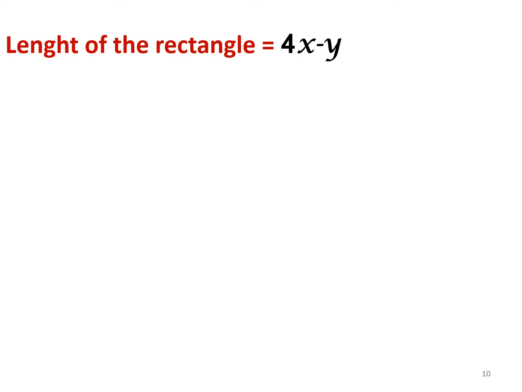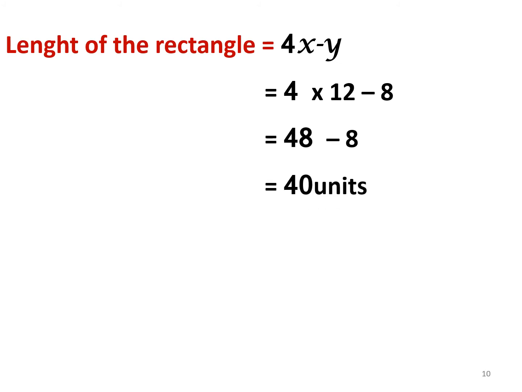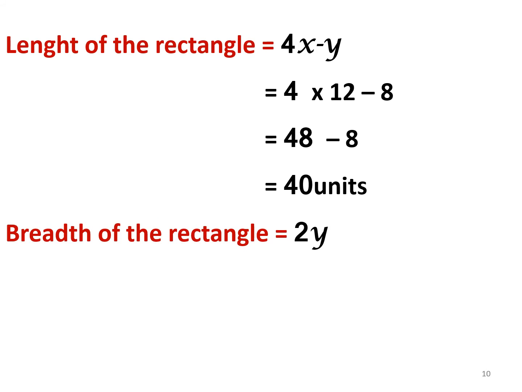Length is equal to 4x minus y, which is equal to 4 into 12 minus 8. 4 12s are 48 minus 8, which is equal to 40 units. Since no measurement is given, you will use the word unit. So the length of the rectangle is 40 unit. Breadth of the rectangle is equal to 2y, which is equal to 2 into 8, which is equal to 16 units.